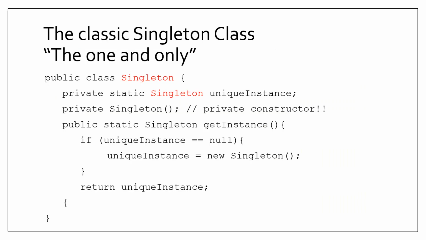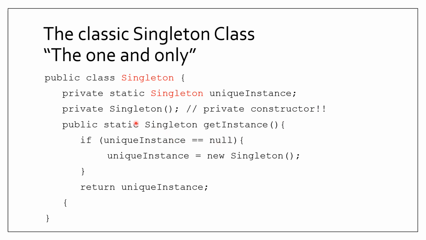So here is the classic Singleton class. We have a Singleton, and this is our unique instance. Notice that this private static Singleton is creating a Singleton object. Well, it's not creating it yet. It's declaring that we will have a Singleton object, and it will be our unique instance. It'll be our one and only object in existence that is a Singleton type. Here is a private constructor. No one can call it from the outside, even though we might want to.